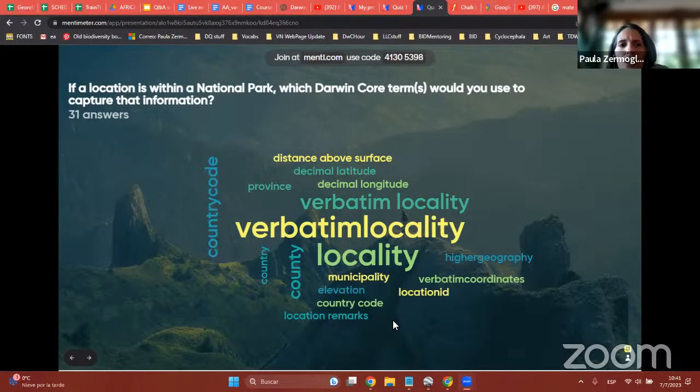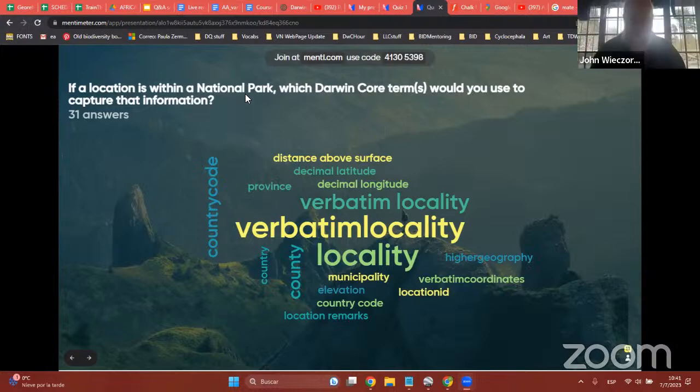So the information about national parks should be captured either in locality, in verbatim locality, and in higher geography fields, because otherwise it gets lost in the remarks as well. So those are the comments that I have so far about the terms that you suggested. John, your hand is up. Yep.